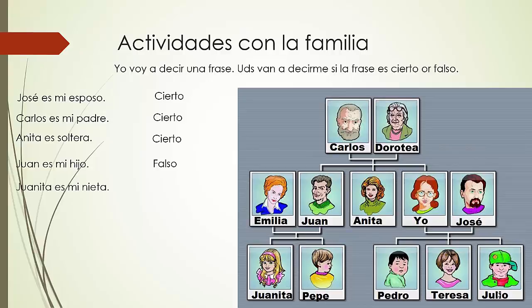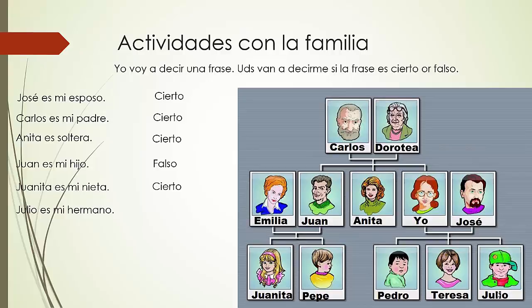Okay. Número 5. Juanita es mi nieta. Juanita es mi nieta. ¿Cierto o falso? That one's actually falso. I put that in there wrong. Juanita isn't my nieta, my granddaughter. She is mi sobrina, my niece. So, sorry about getting that one wrong. ¿Dónde estoy?